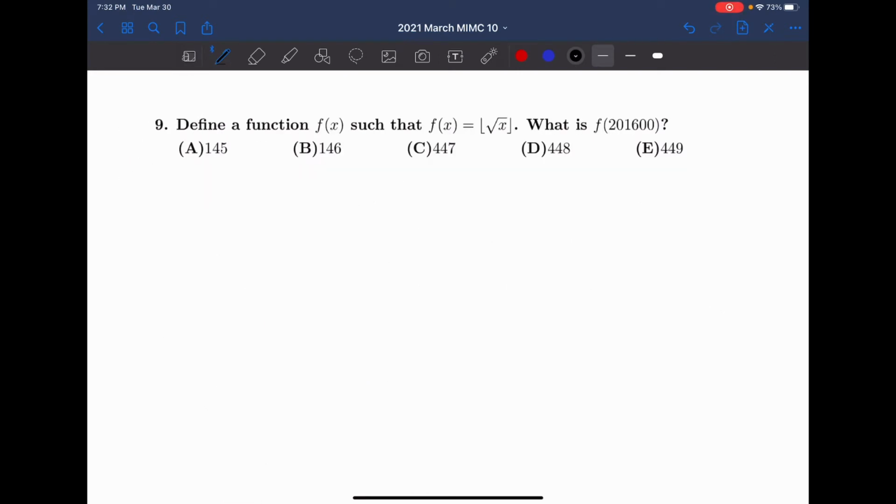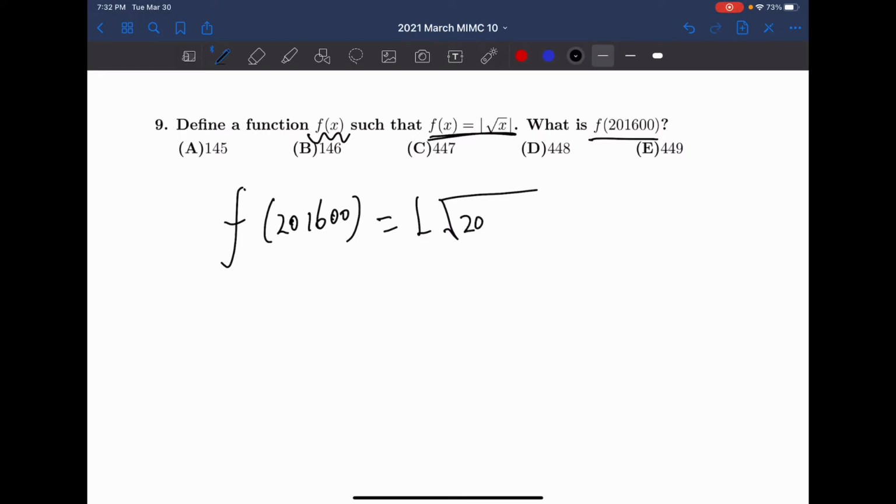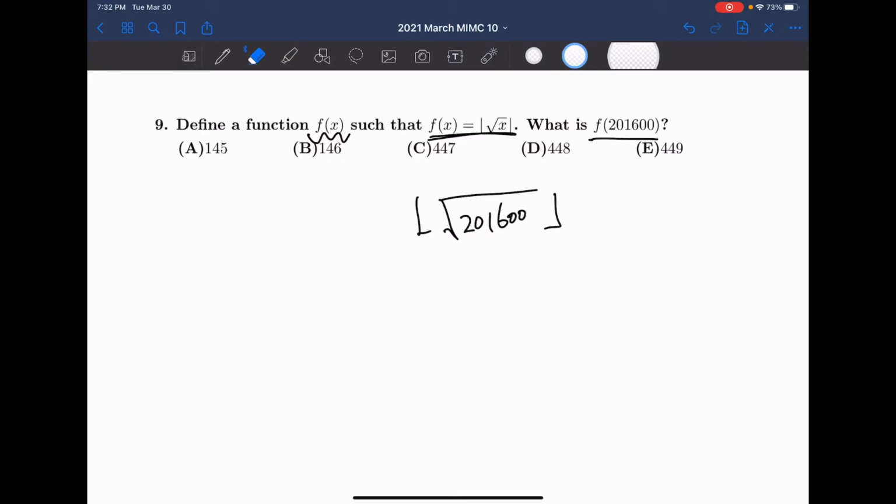In problem number 9, it looks confusing. It defines a function f such that this happens and asks for f of that, which is not a recursive function, so we can just plug that in, and that would just be f of 201600. That would just be the floor function of the square root of 201,600, which, to be honest, the f is useless, so we can just erase that. We want to find this value.